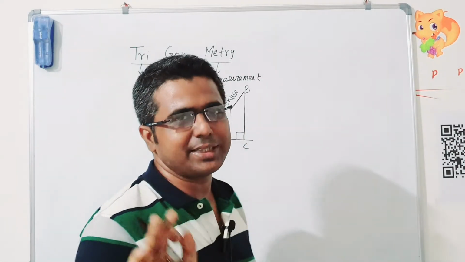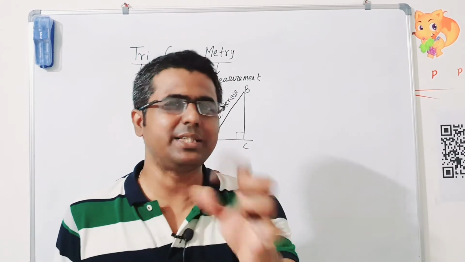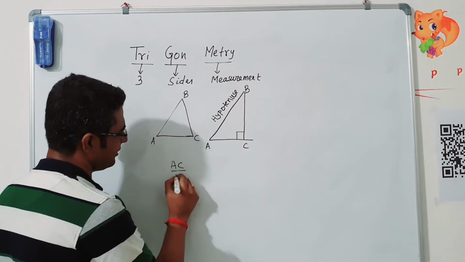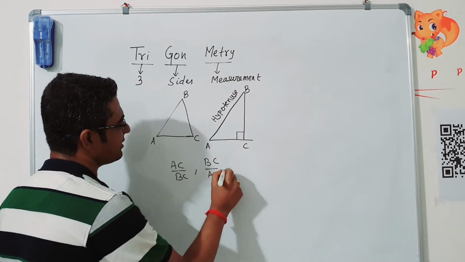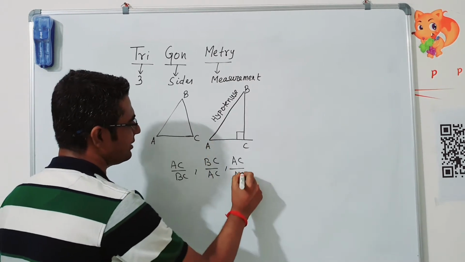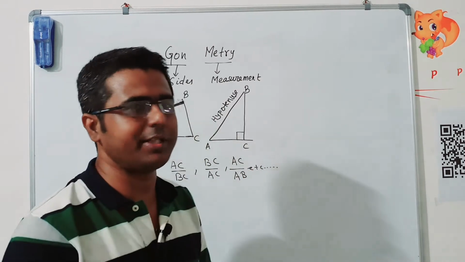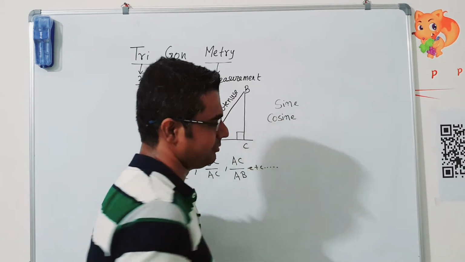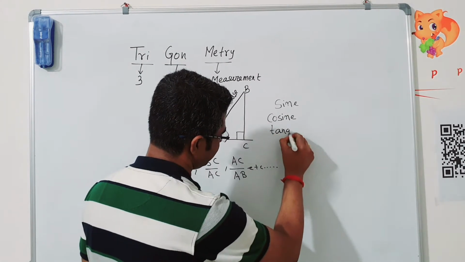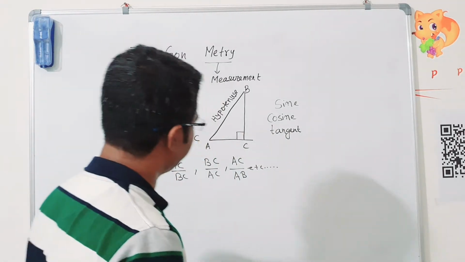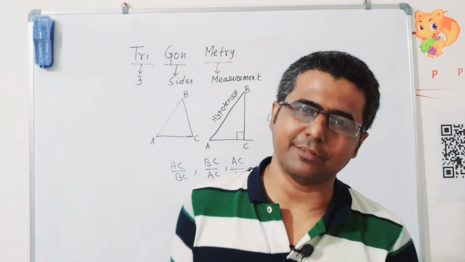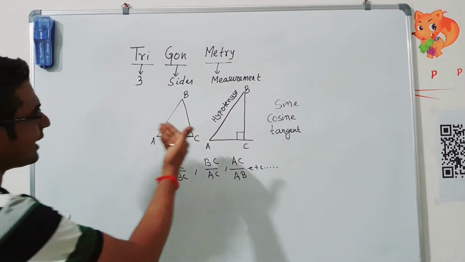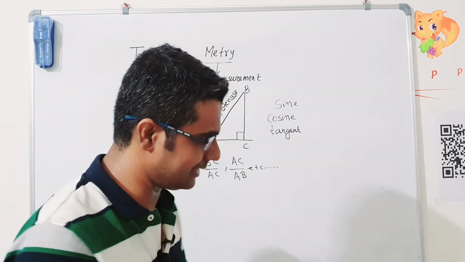The total trigonometry is based on a simple fundamental theorem that you already know, called Pythagoras theorem. We will come to that later. First, there are various ratios like AC by BC, or BC by AC, or AC by AB, etc. These ratios are called by various names, namely sine, cosine, tangent, and there are many others too. These ratios are basically mathematical functions which signify the ratio of sides in a right angle triangle. That's it.